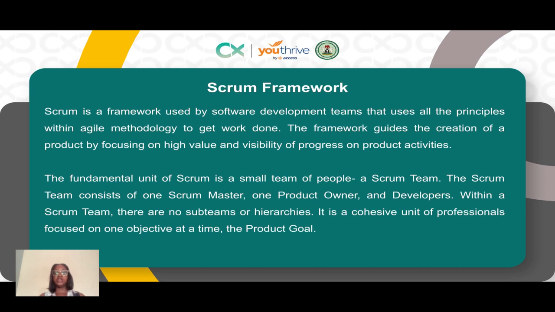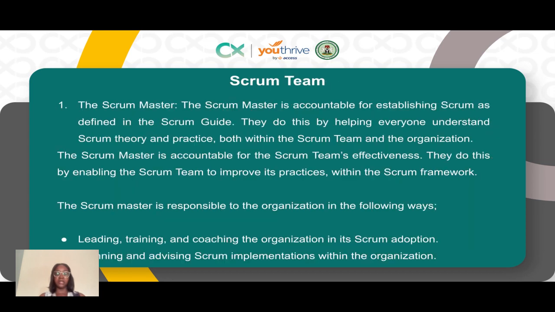Now, the Scrum team is very similar to a product team, but there are a couple of distinctions. The Scrum team consists of one Scrum Master, one product owner, and developers. And within a Scrum team, there are no sub teams or hierarchies. Now, we'll learn about each of these team members and what their jobs are within the team.